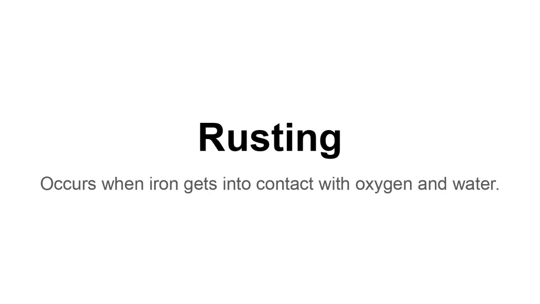Today's subtopic is rusting. Now, rusting occurs when iron gets into contact with water and oxygen. So this one is very common at home. Whenever you leave an iron material outside at night, the following day you would find it coated with a brown coating. That is what we call rust. And it happens in the presence of the metal getting into contact with oxygen and water.